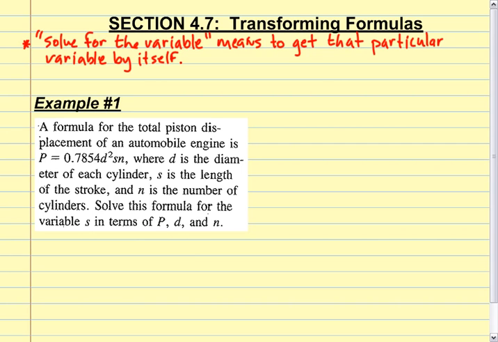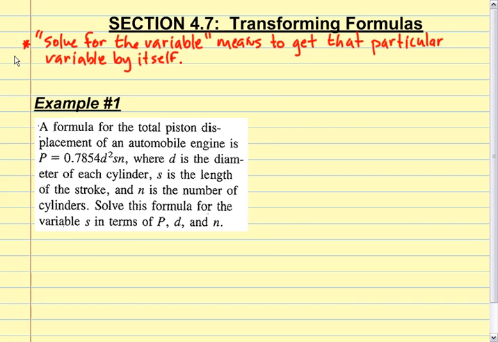Okay, folks, section 4.7, transforming formulas. Now, just before we get started, I want you to write down this piece of information, the whole bit of it. Quote, solve for the variable means to get that particular variable by itself.